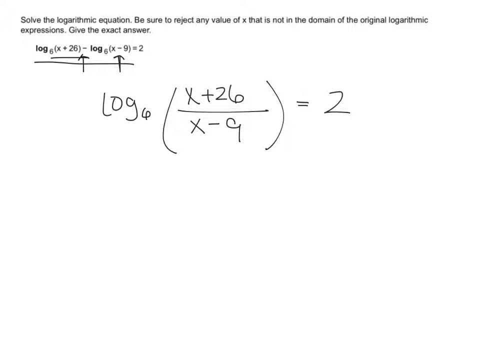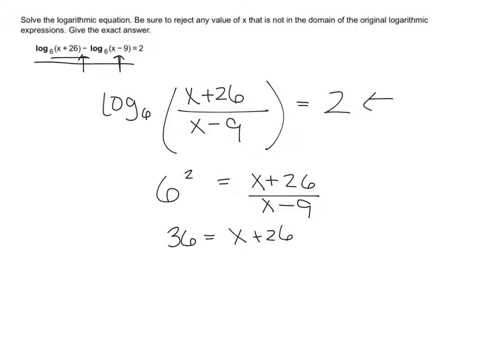Next, since I have a single logarithmic expression on my left and an answer on my right, I can rewrite this in exponential form. My base is 6, my exponent is 2, and that equals x plus 26 over x minus 9. Now I'm just going to solve for x. To do that, first we'll simplify 6 squared, that equals 36. Next, we're going to multiply both sides by the denominator to get rid of the x minus 9 in the denominator position.